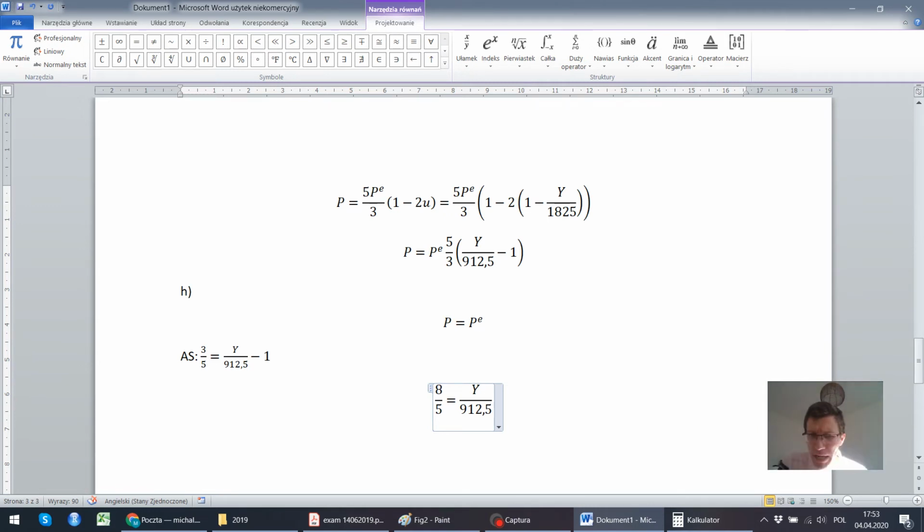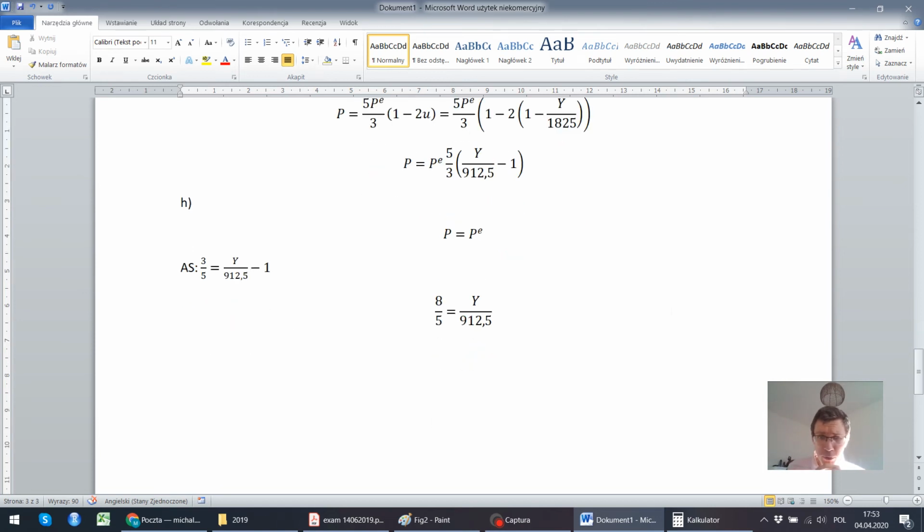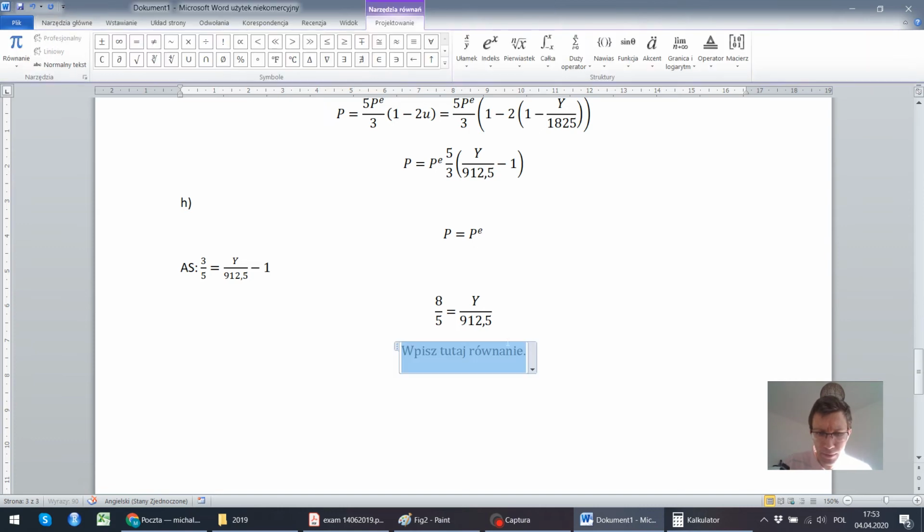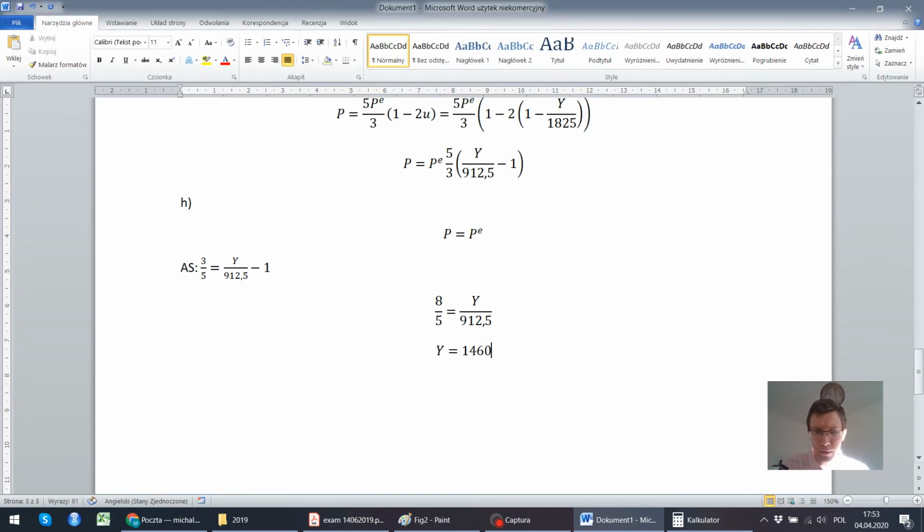And from this, we can simply compute the equilibrium level of output in the medium run, which is 8.5 times 1460. Fair enough.